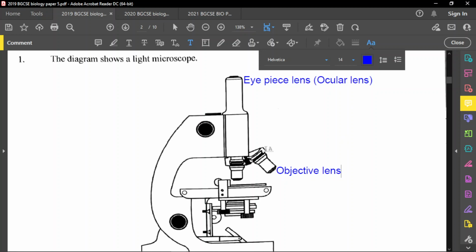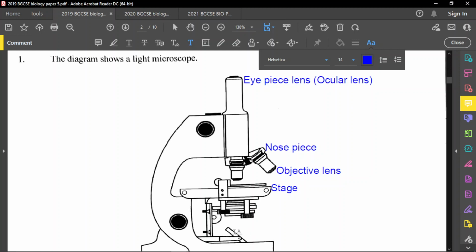Remember they say use label lines, so you should use lines when you're doing it. And this part right here is called the nose piece. Perfect. All right, we also have here what is called the stage. So the stage is this platform portion. So this is called the stage of the microscope.